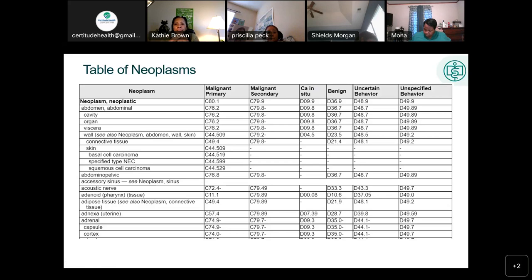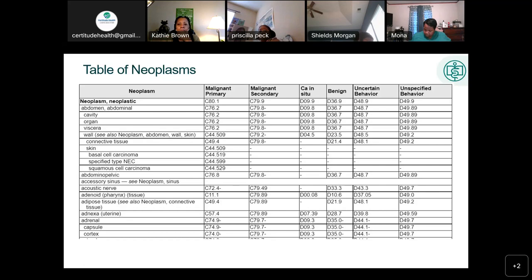Uncertain behavior indicates that the pathologist is unable to determine whether it is benign or malignant. And then unspecified means that they could not make any type of determination. So let's just explore that table for a few minutes.